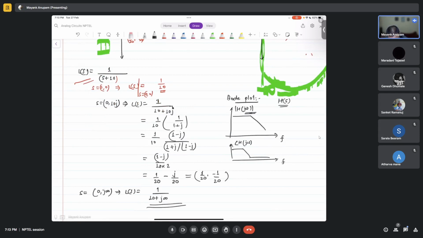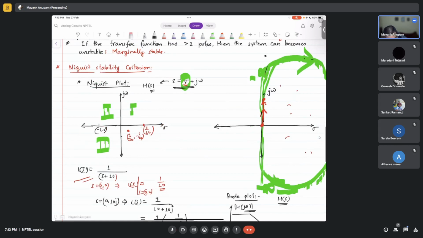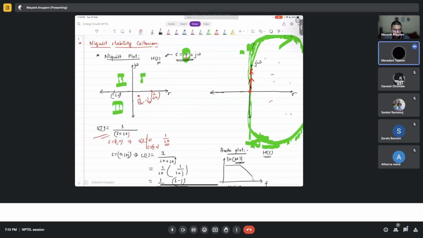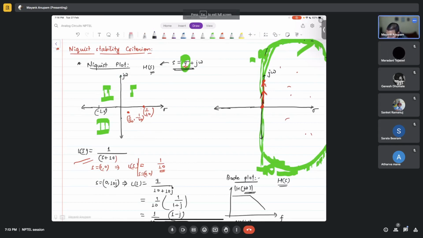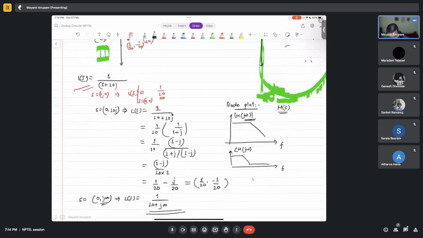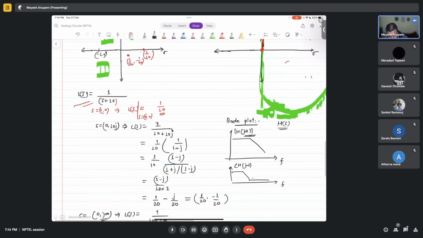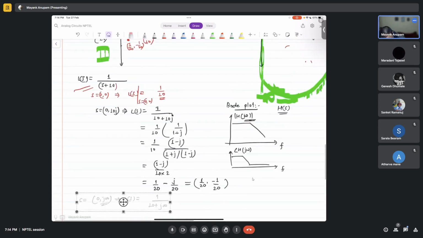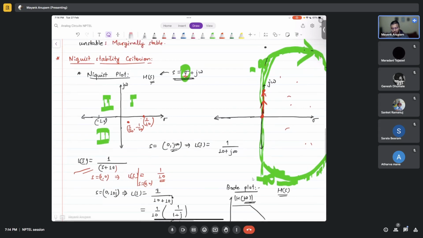Yeah, I took s is equal to 0 comma j infinity. Basically, I took the farthest point. I am taking the last point, which is s is equal to j infinity, 0 comma j infinity. So tell me what will be the value of L of s here? I mean, where will the point lie for this?